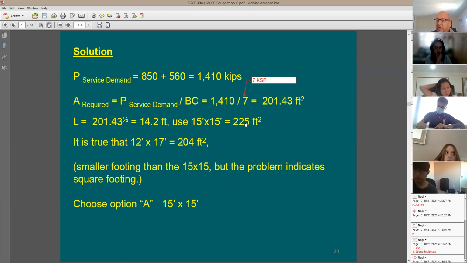Now this 225 is larger than 201. So I provided here more contact area between the soil and the footing than needed. Then this is good. So this is going to be my choice.